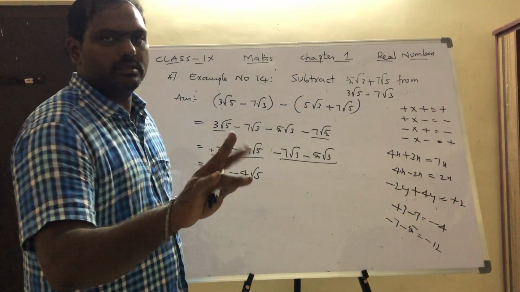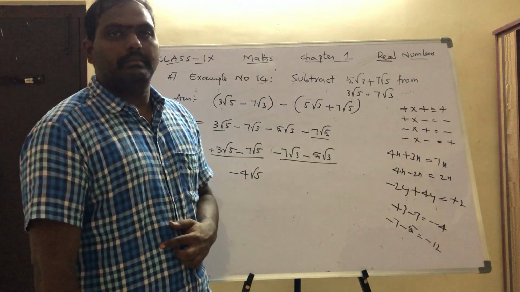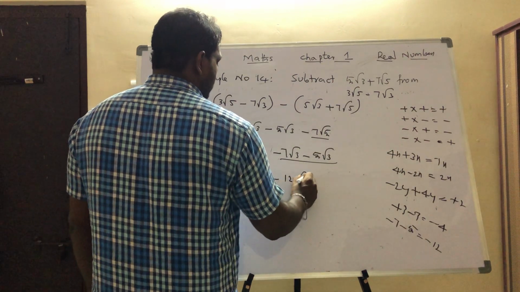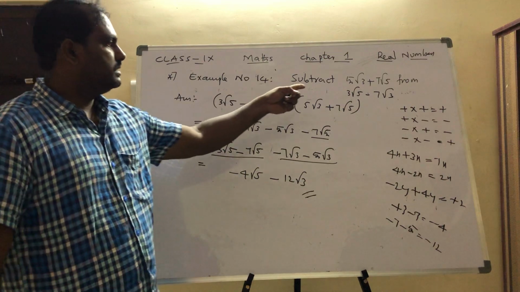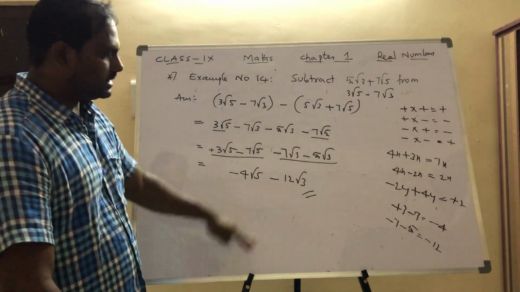Whenever you get both minus numbers, what will you do? We have to add and keep the minus symbol. So here what is the answer? It is minus 12 root 3. That's all. This is the subtraction. Whenever you subtract, you will get this answer. So this is the answer. Okay.